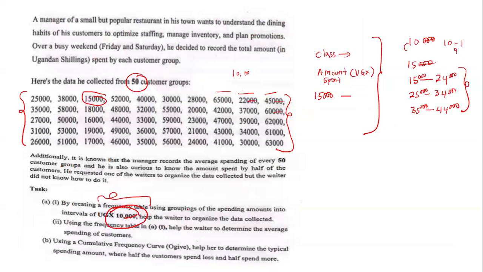Now, from the question, you notice that they told you to organize the data and use the frequency table to determine the average. When they talk about average, what has to come to your mind is the mean. So you need to remember that the formula for mean is given by summation of fx out of summation of f. So here you will need x, which is the mid amount. Then, for the cumulative frequency curve, you will need the class boundary. You will also need the cumulative frequency. So you need to remember those two things as we proceed.